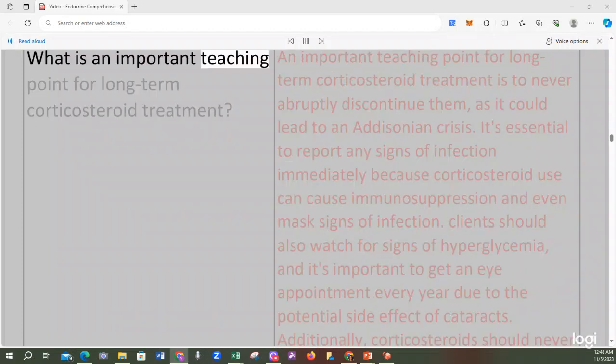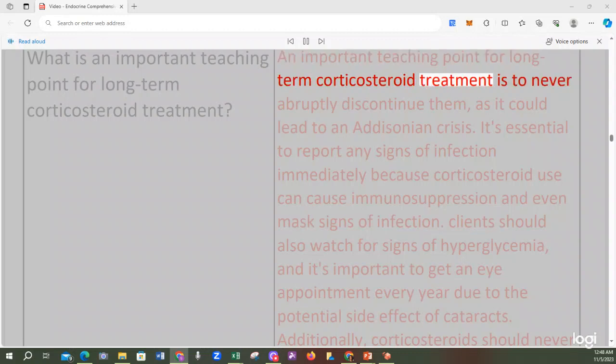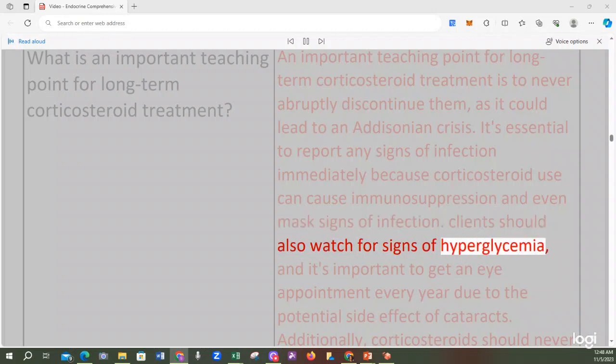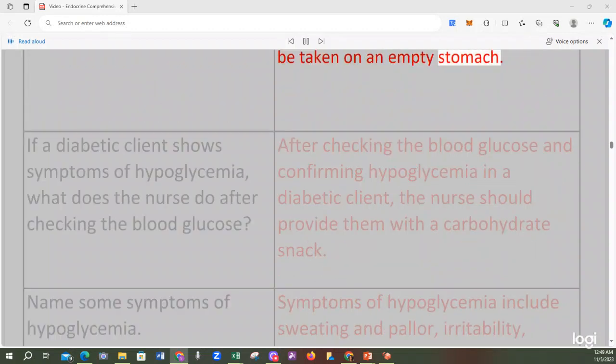What is an important teaching point for long-term corticosteroid treatment? An important teaching point for long-term corticosteroid treatment is to never abruptly discontinue them, as it could lead to an Addisonian crisis. It's essential to report any signs of infection immediately because corticosteroid use can cause immunosuppression and even mask signs of infection. Clients should also watch for signs of hyperglycemia, and it's important to get an eye appointment every year due to the potential side effect of cataracts. Additionally, corticosteroids should never be taken on an empty stomach.